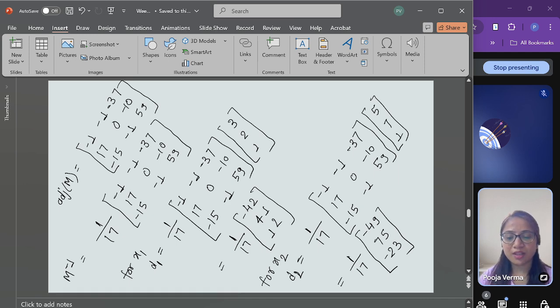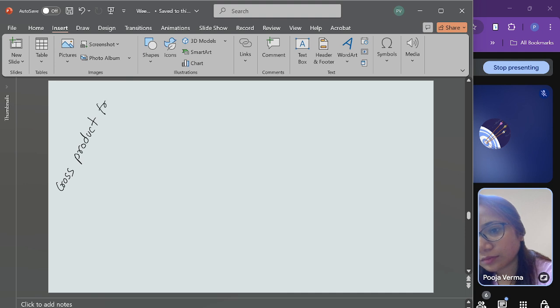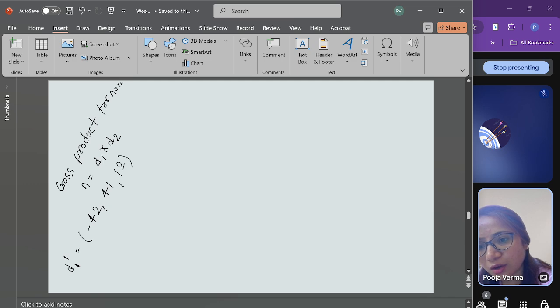So now what they have said is that the normal n is the cross product of d1 and d2. So now we have to take the cross product: n is equal to d1 times d2. The factor 1 by 17 we can remove because it is redundant. So by removing it, you will get the values minus 42, 41 and 12, represented by dash values, for easy multiplication. Otherwise you can take the 1 by 17 also.